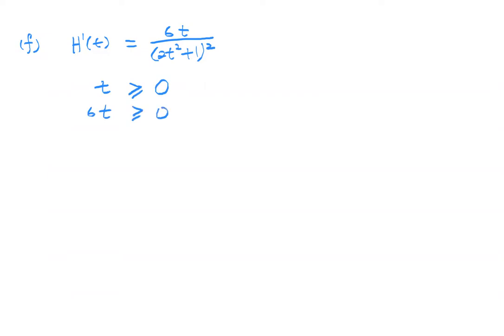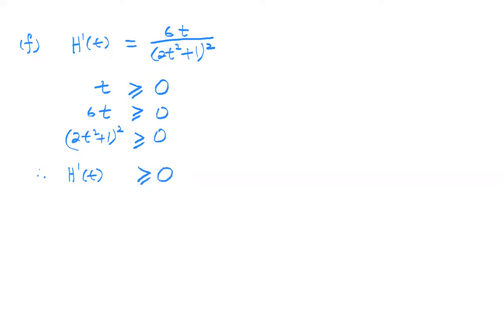Am I right? So my h prime t is made up of 2 parts. One is 60, the other one is 2t squared plus 1 squared, which will be greater than or equal to 0. Am I right? So therefore, my h prime t, a positive number divided by a positive number, what do you get? You get positive.